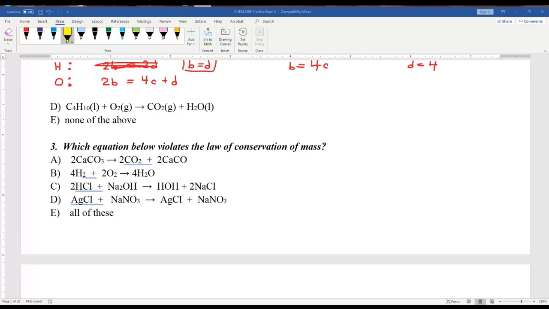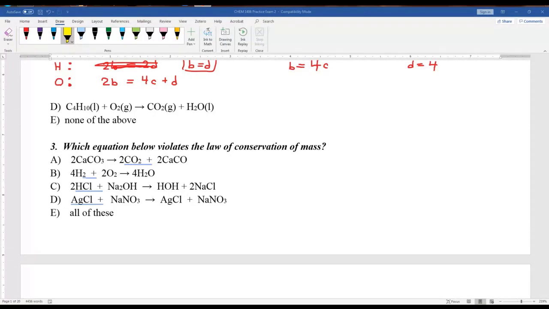And what about equation D? What's the problem there? D technically is balanced, but it's not actually an equation, right? The products and the reactants are the same thing. So in this case, there are 2 equations that violate the law of conservation of mass. There's A and there's C.